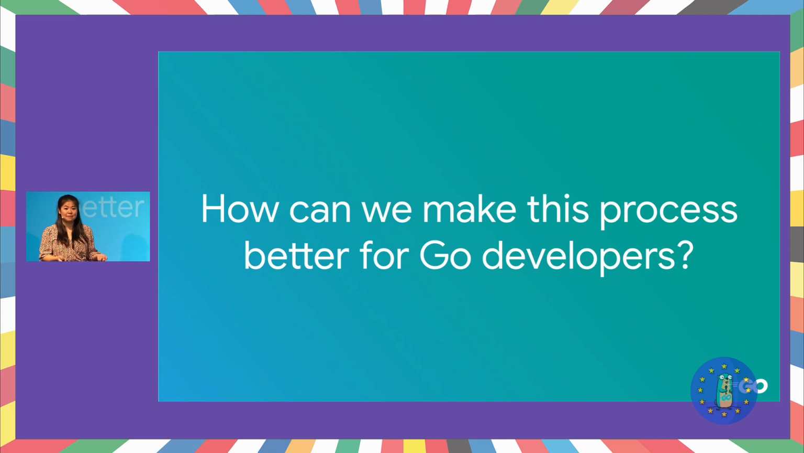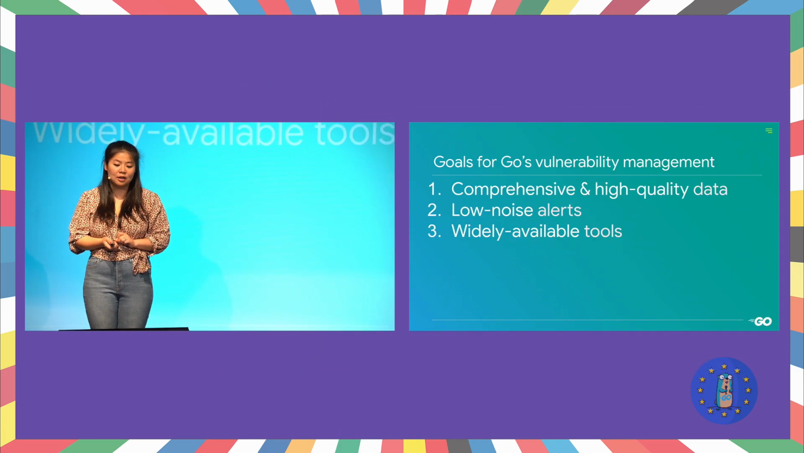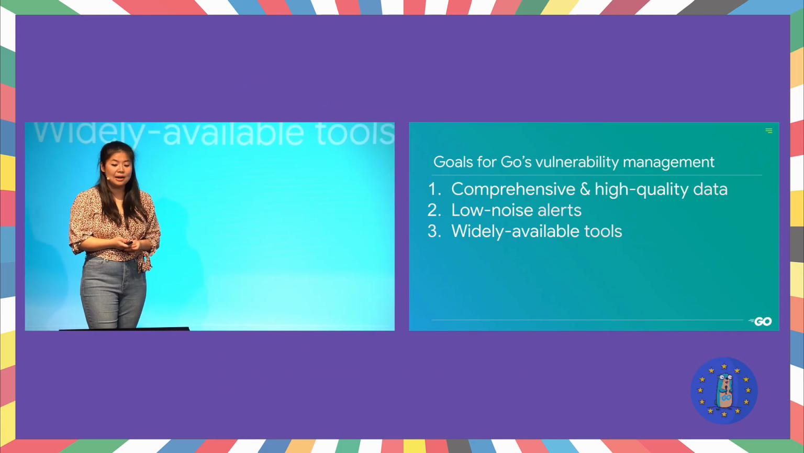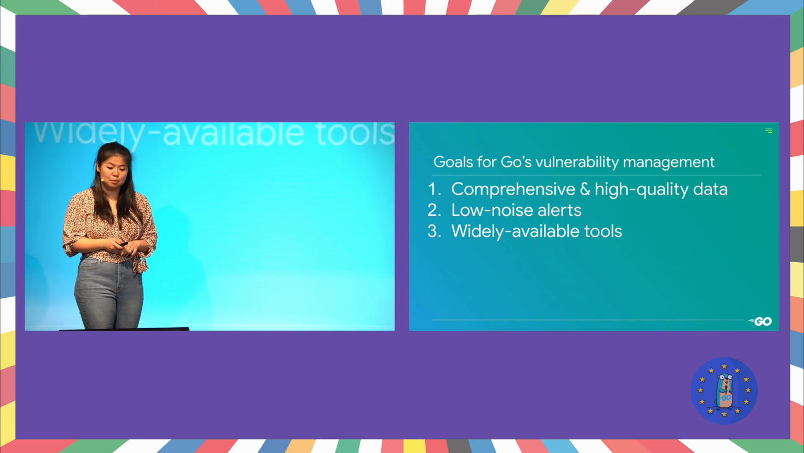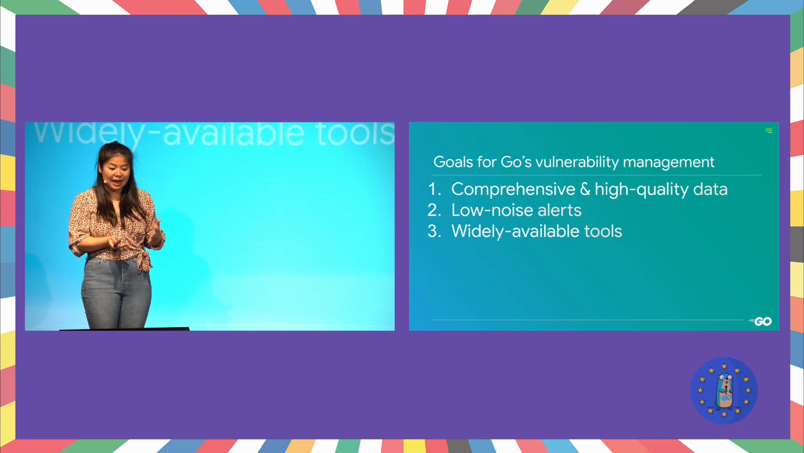So on the Go team, we've been asking ourselves, how can we use and build on the work that other people have done? And how can we use this to make a process that's better for Go developers? There are 3 main goals that we had as we were thinking about how to build out Go support for vulnerability management. The first is that we wanted to have a comprehensive and high-quality data source for vulnerabilities, so that when you're reading a vulnerability report, you can make sure that all the information is accurate and you have the context that you actually need to make a decision about what to do with that vulnerability.